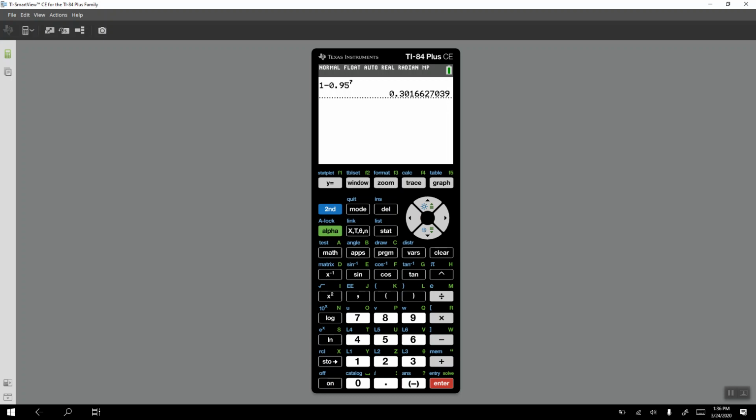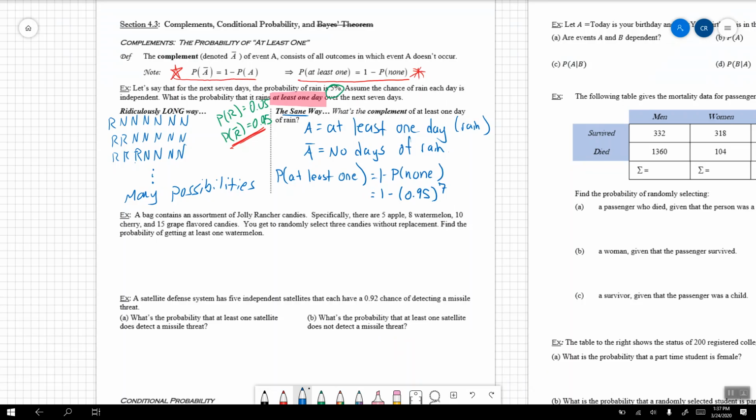0.30166. All right, awesome. So now having that answer, I can then say the probability will be approximately 0.302. Great. So again, it seems that we have a very tedious way, but then it also seems that there's an easy way to do this, and we want to use that easy way to do this.